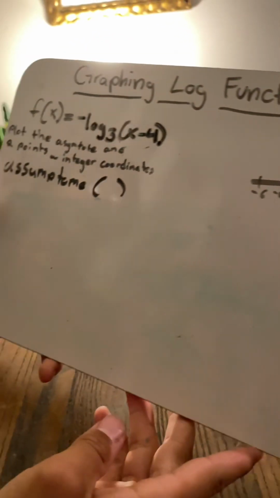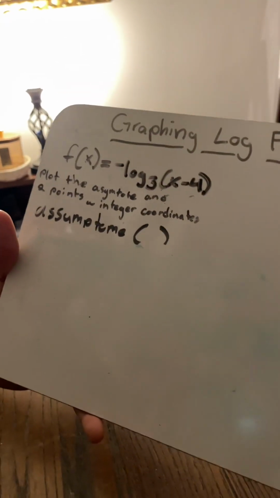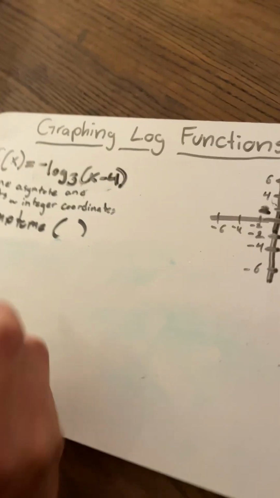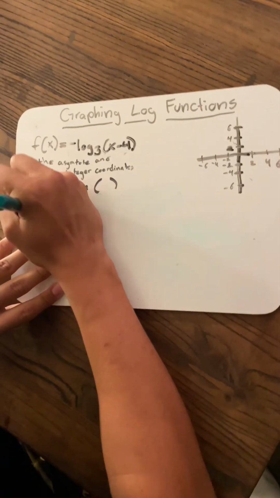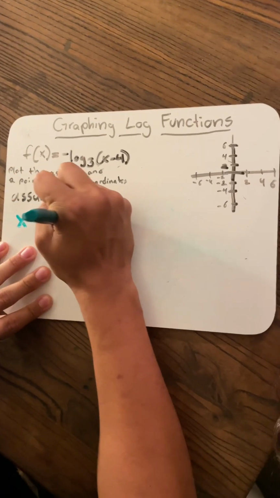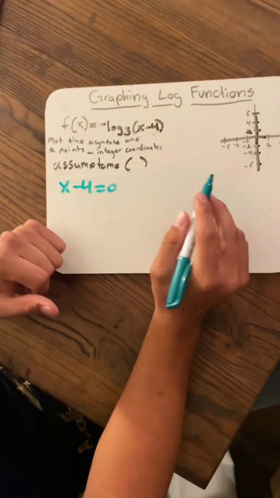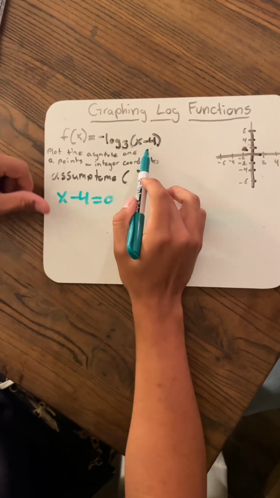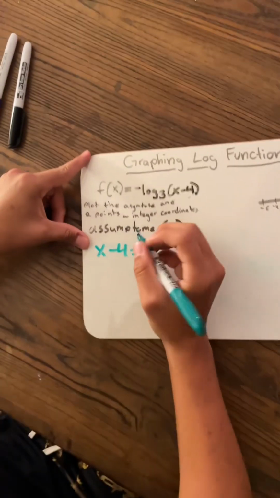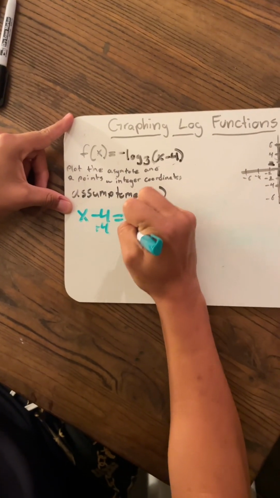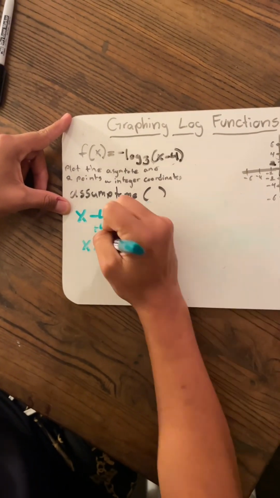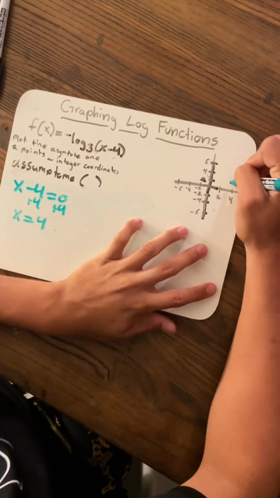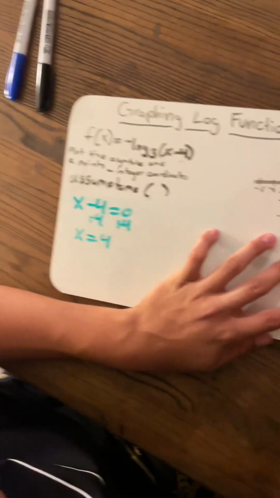For the next example, we have negative log base 3 of parentheses x minus 4. The first thing you want to do is get the asymptote. To get the asymptote, you have to make x minus 4 equal to 0. This problem is different because this time we have parentheses. Once you make it x minus 4 equal to 0, you add 4, and x is equal to 4. Our asymptote is now 4, so we make a dashed line on the 4.